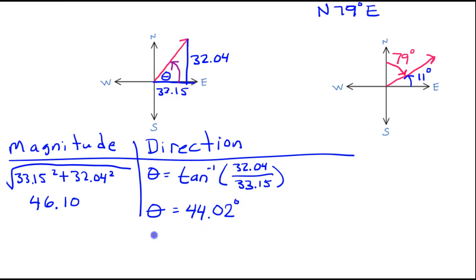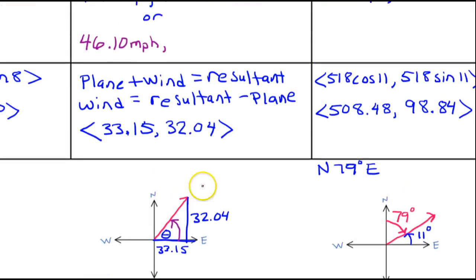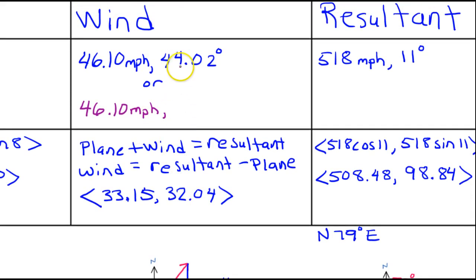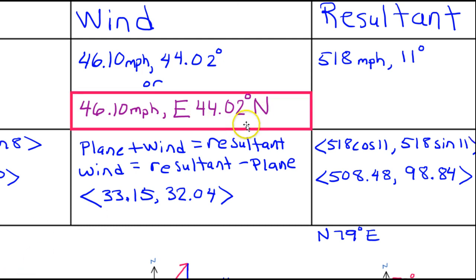So again, starting from the east, turn 44.02 degrees towards the north. All right, so instead of just writing that, I'm going to write east 44.02 degrees north. So this is the final answer. Boom, there it is. If you like it, then you should have put a box on it. Always box your final answer.